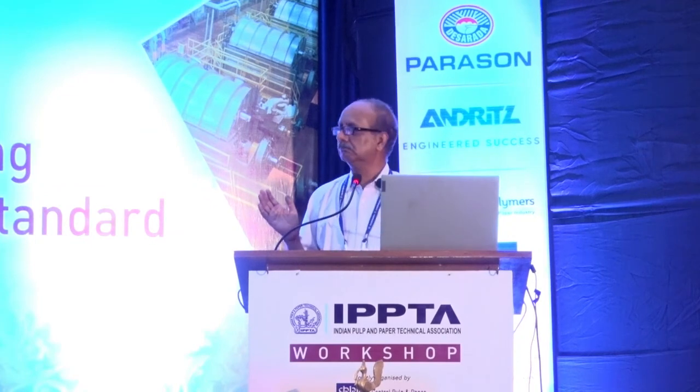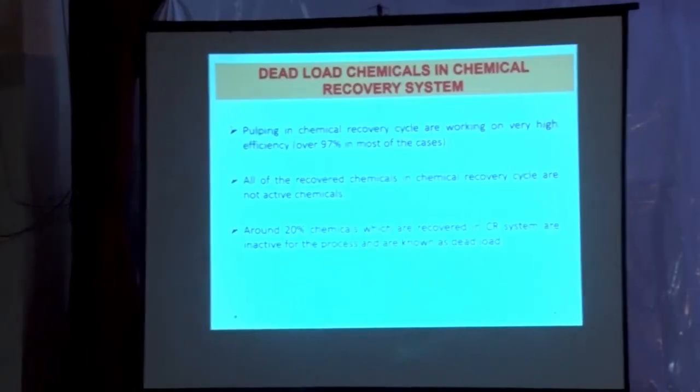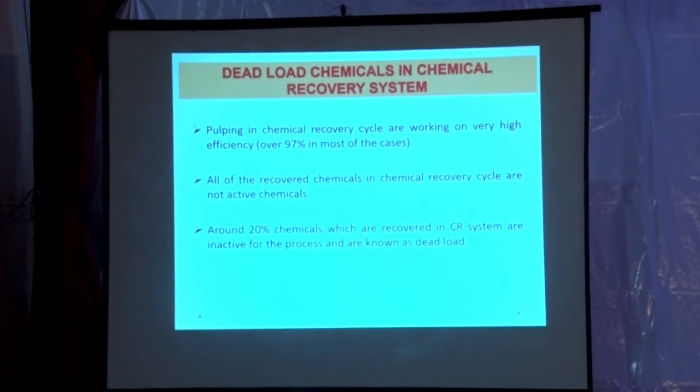Now just 3-4 slides about the dead load. In the pulping chemical recycle, all the chemicals that we recover in chemical recovery are not active. We are recovering certain inactive chemicals. We are putting our energy and our efforts into recovering the inactive chemicals also. But they are inevitable. You cannot get rid of that. But with mapping and an efficient process, you can reduce that.